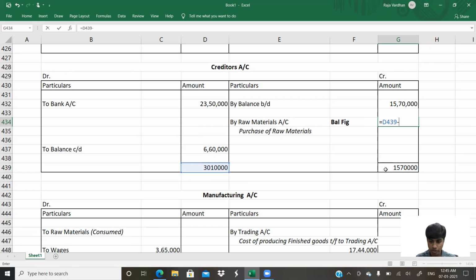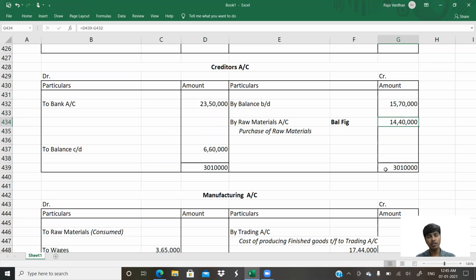30 lakh 10,000 minus 15 lakh 70,000. 14 lakh 40,000 is the purchases made during the year. 15 lakh 70,000 was already there. You owed, you purchased 14 lakh 40. So total came to 30 lakh 10,000. Out of that 30 lakh 10,000, 23 lakh 50 you paid. So 6 lakh 60 you would have to still pay.